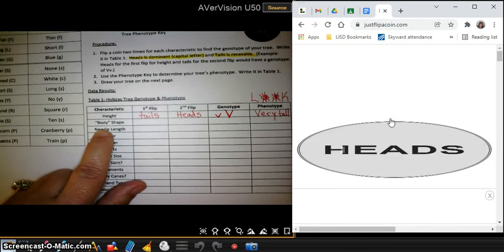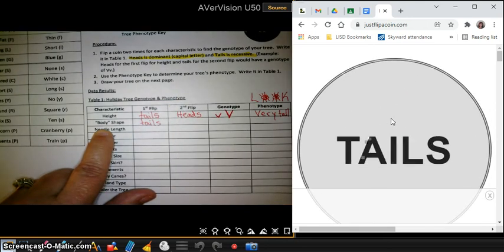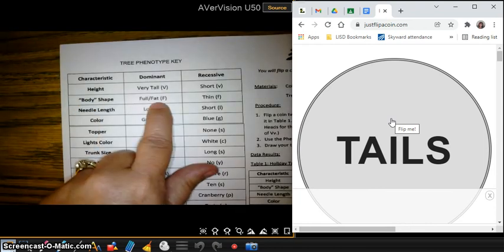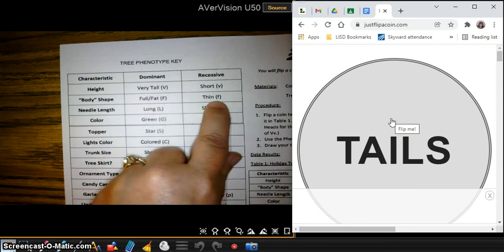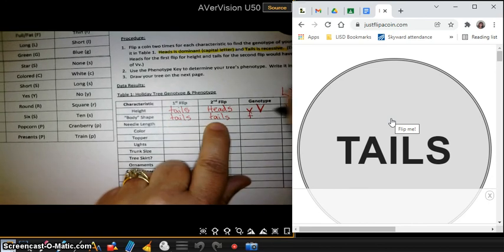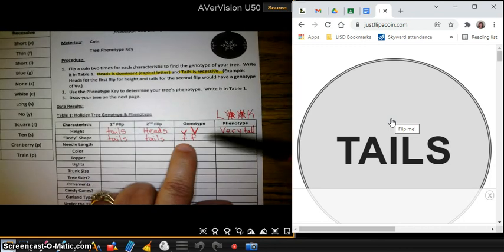Body shape. We're going to flip the coin and we got tails. We're going to flip the coin again and we got tails again. So when I look at my dominant for body shape, it is a capital F for full or fat, and my recessive trait is a little f for thin. So I got tails. That means that's a recessive, so lowercase. And this is also recessive, so that's lowercase. So when I actually look at the tree, if I only have the recessive traits for a thin tree, and there are no dominants in the genotype, then it's going to appear as the recessive trait. So I'm going to have a thin tree.